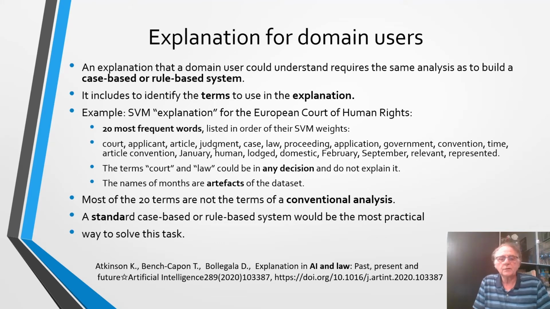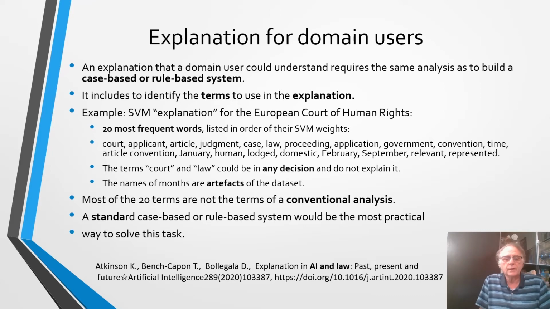Now we will talk about explanation for domain users. The major role of explainable AI is actually to give explanations to domain users, not only to developers, because explanations for developers only have an intermediate role, but the end goal is explanation for domain users. An explanation that a domain user could understand requires the same analysis as to build a case-based or rule-based system.